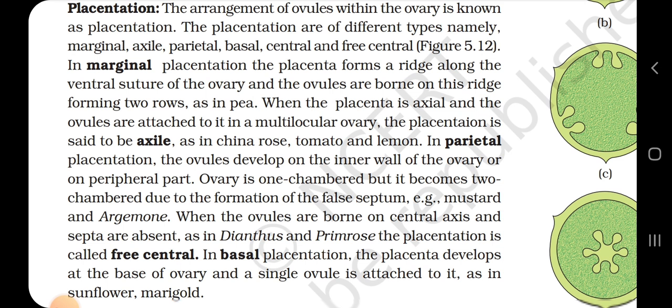In parietal placentation, the ovules develop on the inner wall of the ovary or the peripheral part. Ovary is one chambered but becomes two chambered due to the formation of a false septum. Example: mustard and argemone. When the ovules are borne on a central axis and septa are absent, as in dianthus and primrose, the placentation is called free central. In basal placentation, the placenta develops at the base of the ovary and a single ovule is attached to it, as in sunflower and marigold.